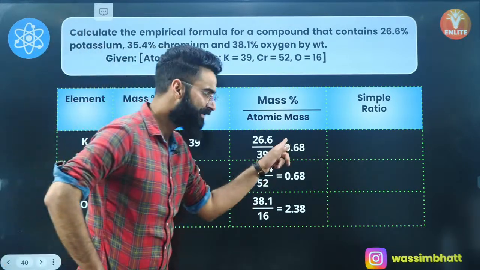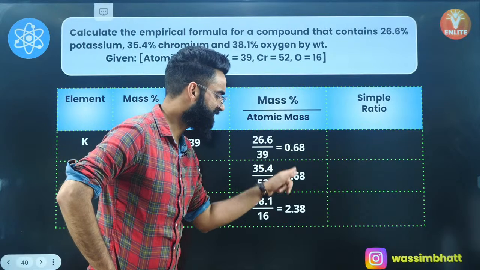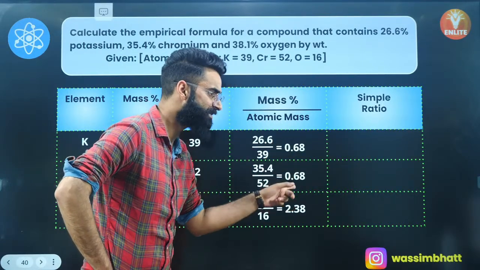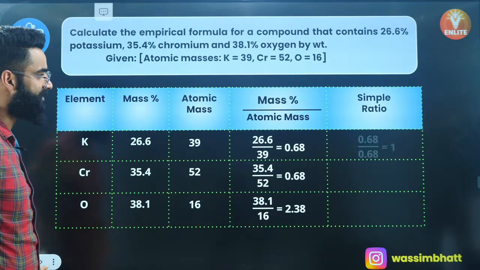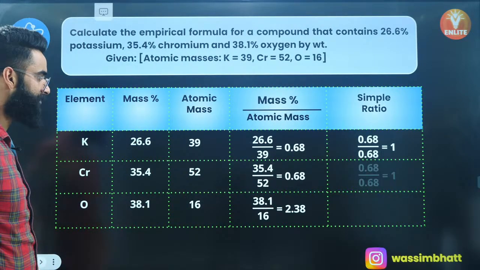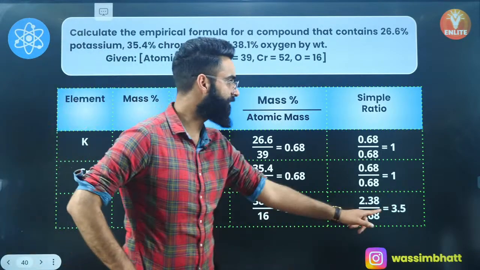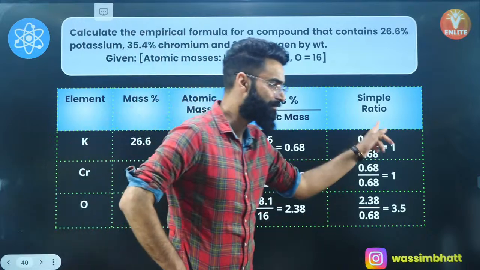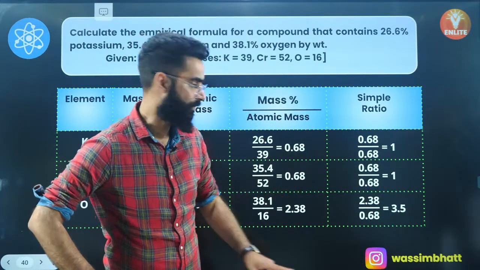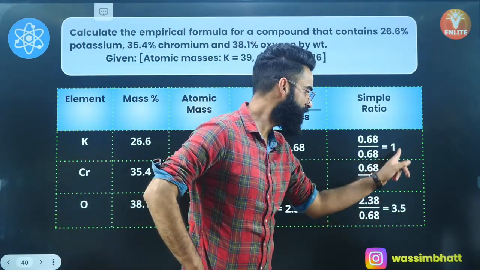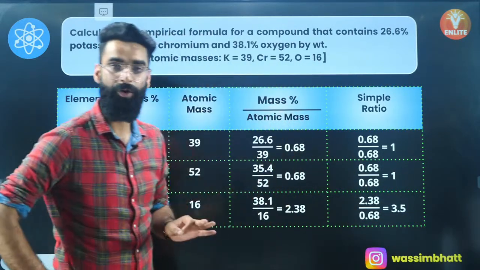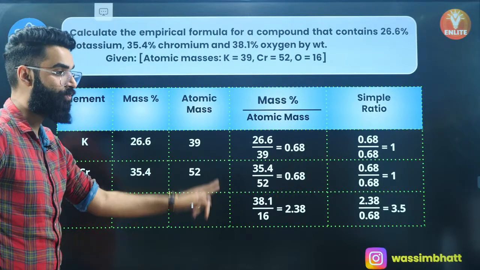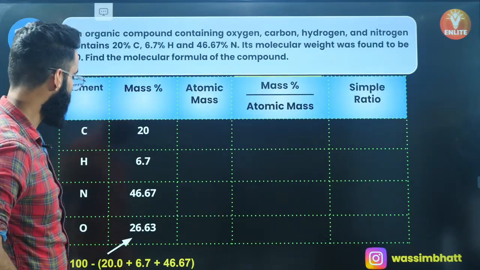Now, see which one is the least term among all. This is the least term among all, 0.68. Divide all these atomic ratios by the least number, that is 0.68. So first, 0.68 by 0.68, 1. Again comes out to be 1. Then comes out to be 3.5. So you got the simplest ratio, 1 is to 3.5. But is it the simplest whole number ratio? This is not the simplest whole number ratio. So multiply throughout by 2. It becomes 2, it becomes 2, it becomes 7. The empirical formula is basically the simplest whole number ratio. So you got to know it's going to be K2Cr2O7. That is the empirical formula of the compound, right?